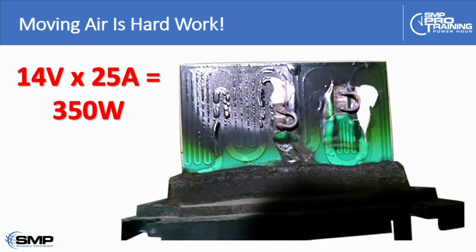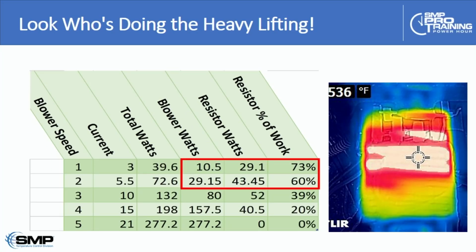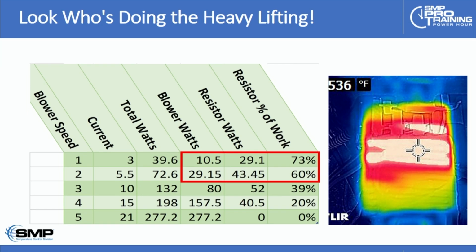Moving air, as I think we demonstrated in our live segment there, is hard work. So a typical blower motor on full speed can pull 350 watts. A failing blower motor typically takes out the blower motor resistor. That's the most common cause of repeat blower motor resistor failure. And that's what we're looking at in this table here. It just shows that at the lower speeds 1 and 2, the blower motor resistor is actually doing the lion's share of the work in the circuit. And in fact, in this picture here, you can see that the resistor block is at 536 degrees.